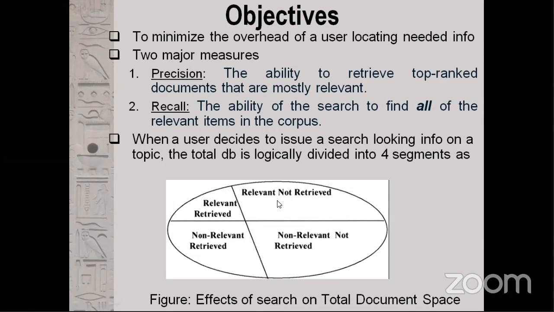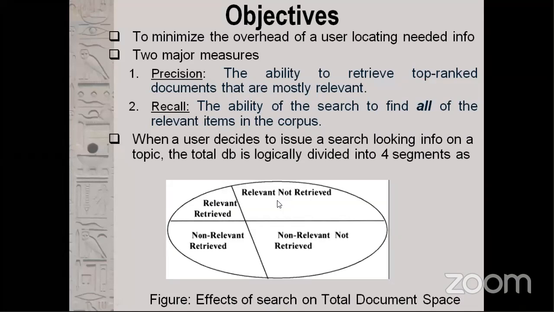Majorly, to overcome these overheads or to achieve these objectives, we require two measures. By using these two measures, we can measure the performance of my information storage system. The performance means how much data you retrieve, whether it is relevant to my user's query or not. If it is not relevant, how much is it not relevant? Those can be estimated by using these measures.